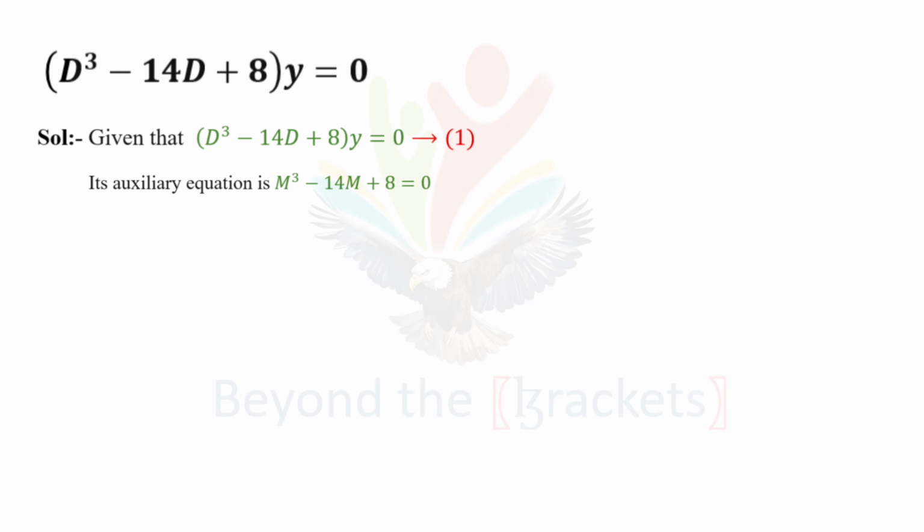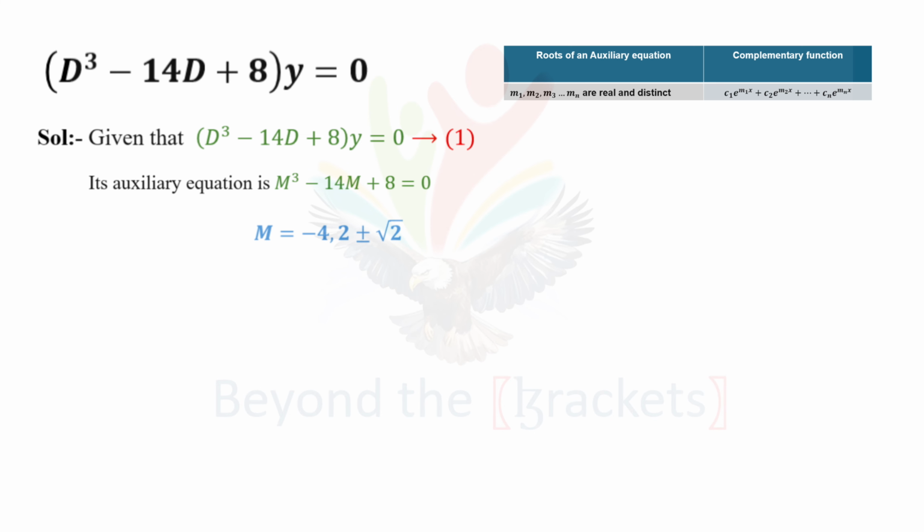Solving this equation, the roots are m is equal to minus 4 and 2 plus or minus root 2. Here, minus 4 is real and distinct, so it contributes the term yc is equal to c1 e power minus 4x. The other two roots, 2 plus root 2 and 2 minus root 2, are also real and distinct. Therefore, they contribute the terms c2 e power (2 plus root 2)x plus c3 e power (2 minus root 2)x.